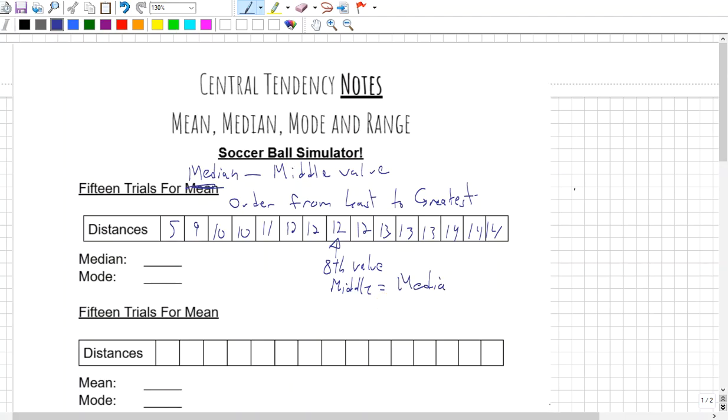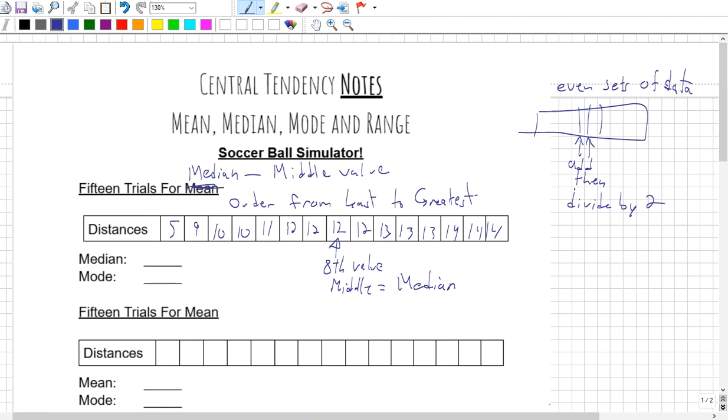So that's how median works. You sort them from least to greatest, and you find the middle value. If you had 2 middle values, because sometimes, this is with an odd number, it's very easy to find the middle. If you have an even number, if you had 14 sets of data, then what you would do is you would take the middle 2 values, add them together, and then you would divide by 2. Okay? That would be for even sets of data.